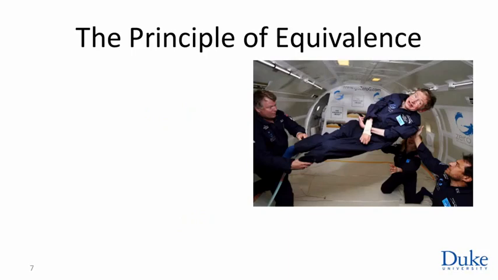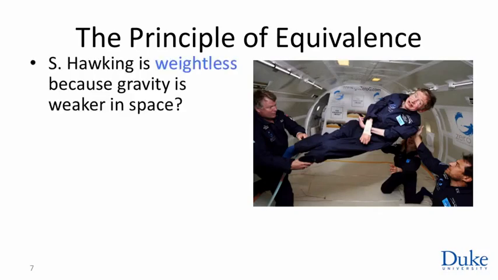The statement oft heard that there is no gravity in space, we've seen is patently false. The Earth's gravitational attraction extends throughout the universe, but it does weaken with distance. And so perhaps a corrected version that sometimes one hears is that astronauts in the space station are weightless because the gravitational force of Earth is weaker at larger distances from the center of the Earth. Here we see Stephen Hawking weightless.